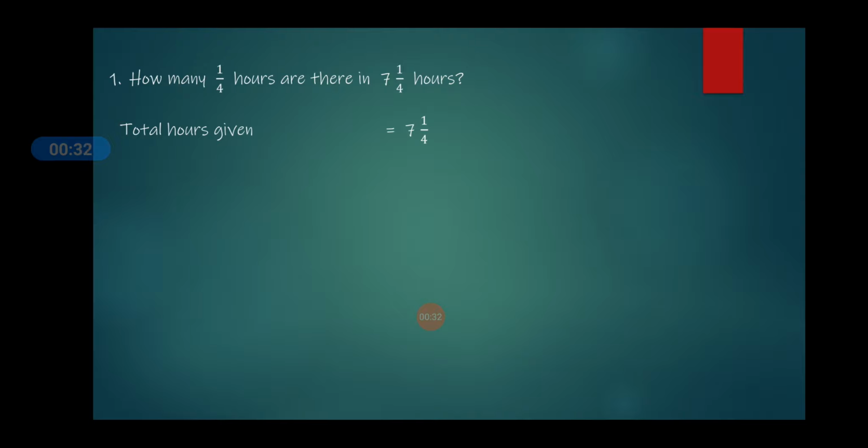Total hours given: 7 and 1/4. The number of 1/4 hours in 7 and 1/4 hours is equal to 7 and 1/4 divided by 1/4. Convert the mixed number into an improper fraction, and in the next step we change the division sign into a multiplication sign and write the next fraction in its reciprocal form. So 29 upon 4 multiplied by 4 upon 1.